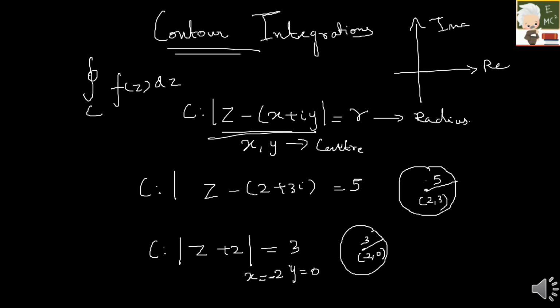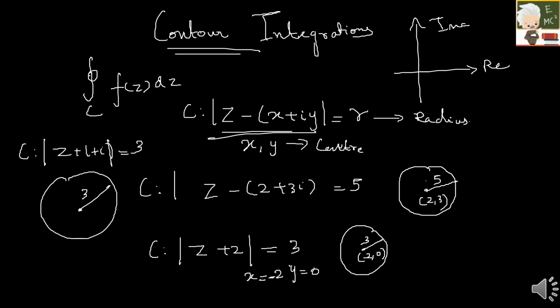To make it more clear, let me state one more example. The contour is in the region |z plus 1 plus i| is equal to 3. Here my radius of circle is 3, and my center point here is (minus 1, minus 1), since i squared is minus 1. Hope you got this. Let us see still more clearly.